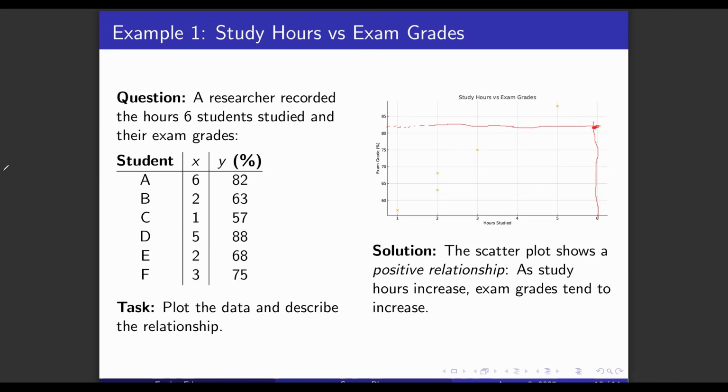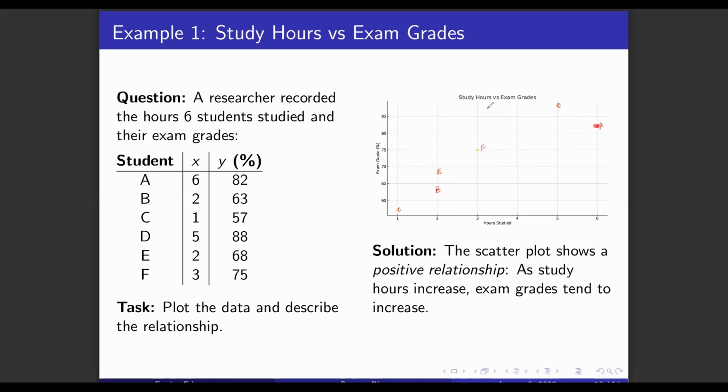So we'll do the same for the remaining data points. Right. So we have student A's mark here. Now, student B studied for 2 hours, which is here, and has 63%, which we are marking here. So this is for student B. This is for student A. Student C studied for 1 hour and scored 57%. So here is student C. Student D studied for 5 hours and scored 88%. Student E studied for 2 hours and scored 68%. Student F studied for 3 hours and scored 75%.